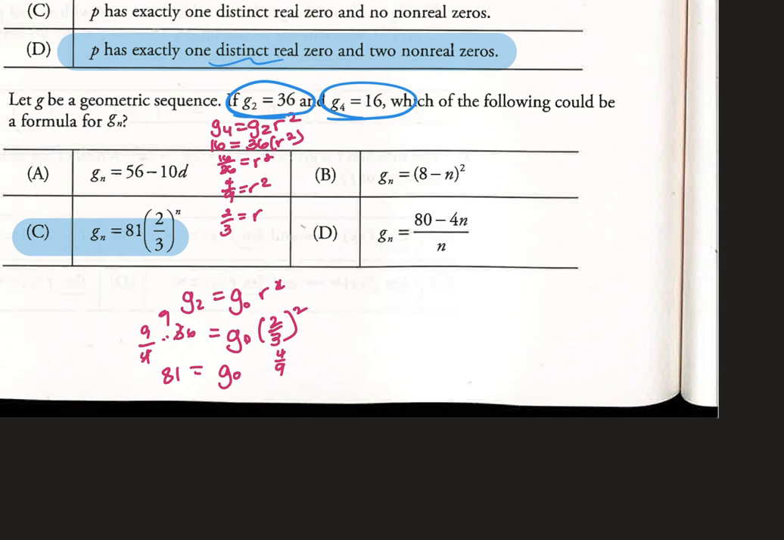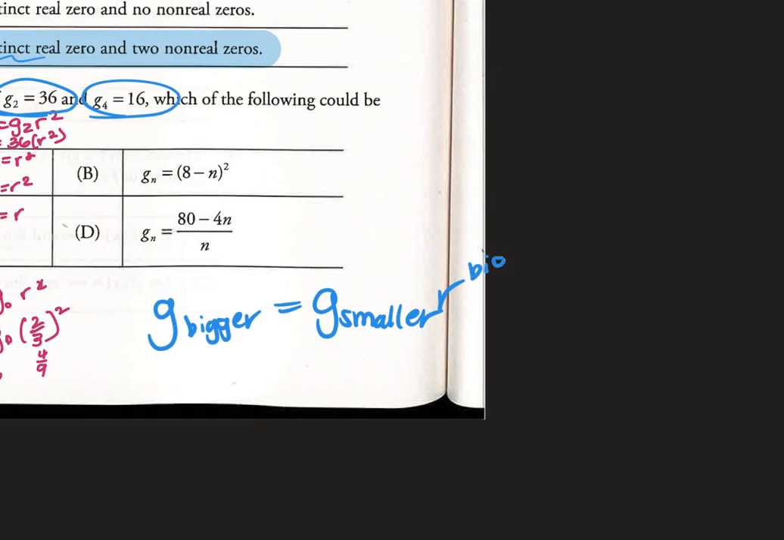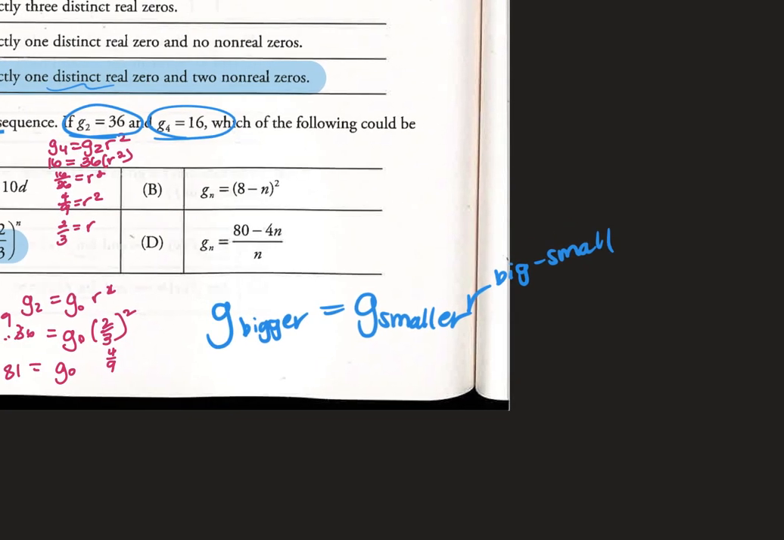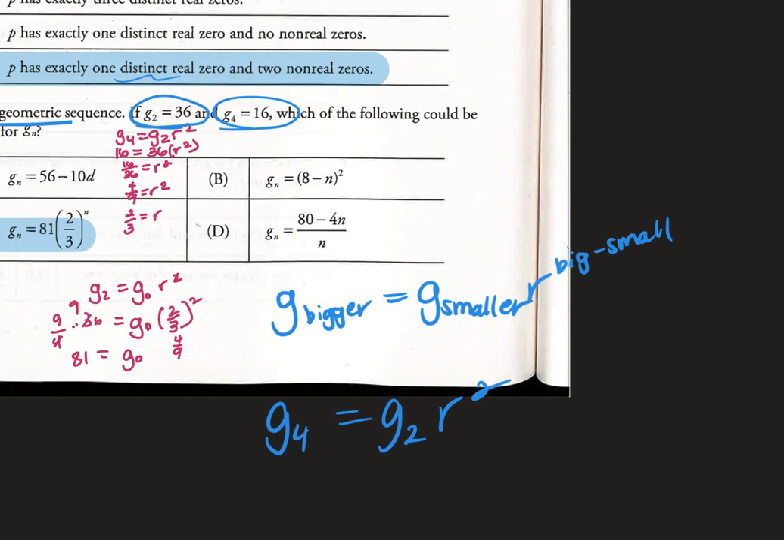You could look at it that way. But when you set up your geometric sequence, we do g of the bigger base equals g of the smaller base times r raised to the difference, big minus small. So in this case, you got g of 4 equals 16 and g of 2 equals 36. I would put g of 4 on the left, g of 2 on the right, and then it would be r raised to the difference there, which would have been squared. And then you plug in the values and work your way backwards.